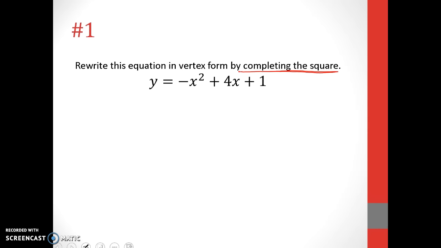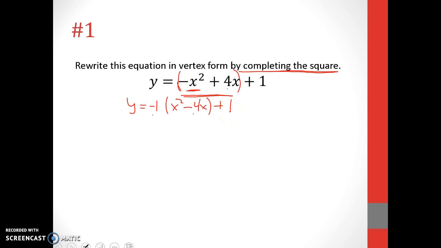And so what I'm going to do first is put parentheses around the first two terms, and I'm going to factor out a -1 because I want this to start out as an x squared. And I'm going to make what's inside here a perfect square. So it's going to look something like this. I'll have y equals -1, and then x squared minus 4x, because -1 times x squared is -x squared, and -1 times -4 is +4x. And then I'm going to add 1 here.